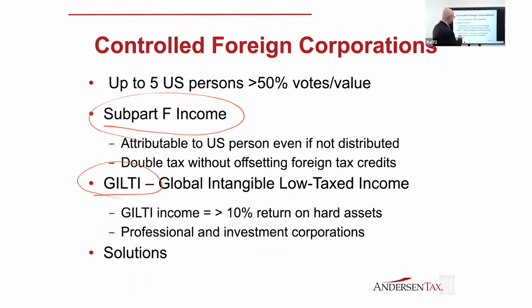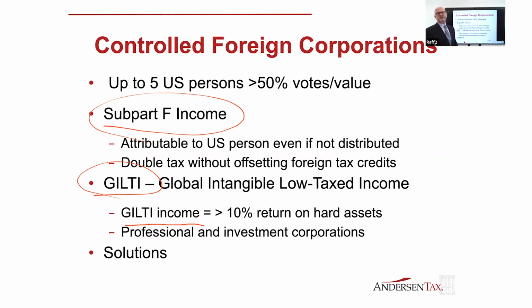Basically, the GILTI tax is saying it's going to create GILTI income out of your corporate earnings. You get a 10% return on hard assets, but if your earnings exceed that amount, say you own a $1 million ice rink and $100,000 is the 10%, then anything above that is your GILTI income. Now, I'm simplifying this, and you're going to be taxed again on that personally in the year earned, even though you didn't get any dividends. There was no distribution from the Canadian corporation.